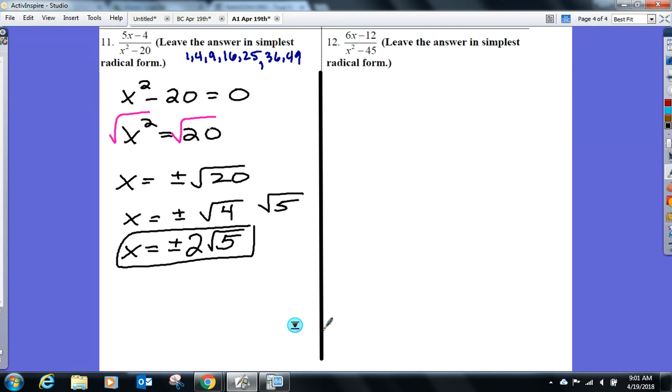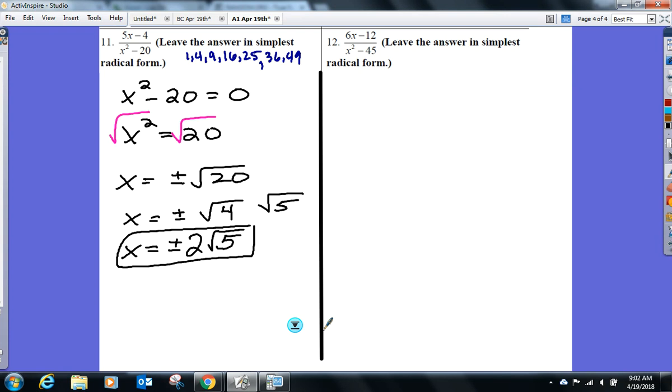What do you mean 2.5? Where's the 0.5 coming from? No, it's not. The square root of 5 is a long decimal. Yep, so we're going to leave it like that.